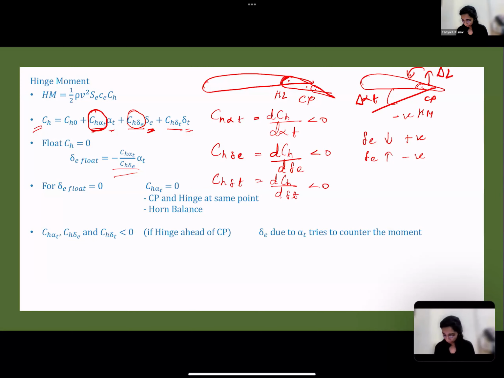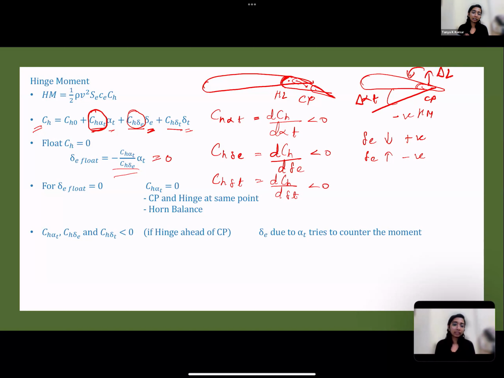Now, this condition we had discussed even last class. If your elevator is allowed to float freely and you want it to be zero, what would the condition be? There are two ways to achieve this. One is if your center of pressure is at the hinge point, then the forces will not produce any moment at the hinge. So if the center of pressure moves towards your hinge line, or your hinge line is moved towards the center of pressure, then delta E float will be zero.